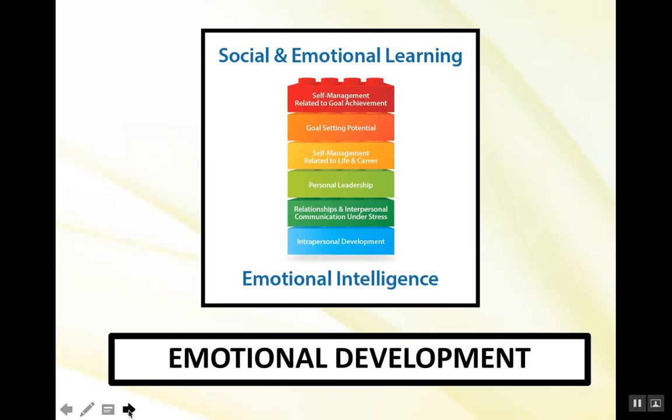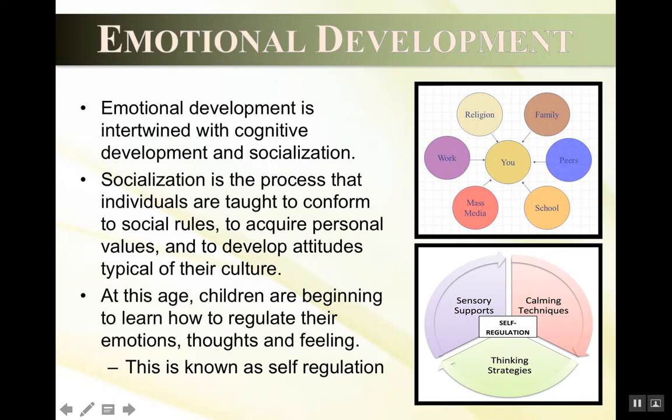So, emotional development. Emotional development is intertwined with cognitive development and socialization. Socialization is the process by which individuals are taught to conform to social rules, to acquire certain values and attitudes towards their culture. Now, this all depends on their context. So, what one group believes may not be the same for another group. So, it all depends on their culture.